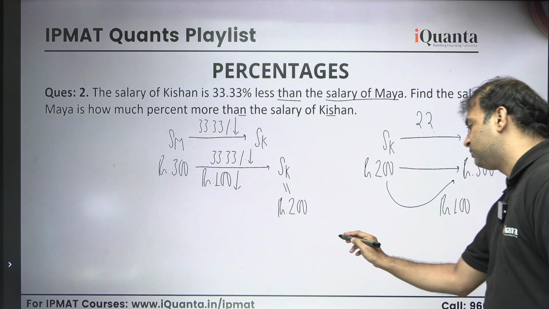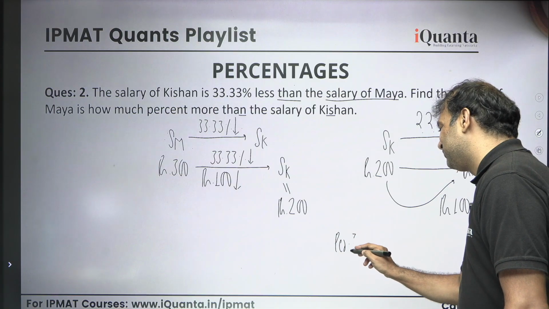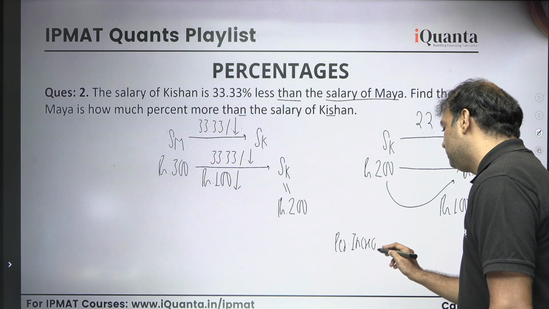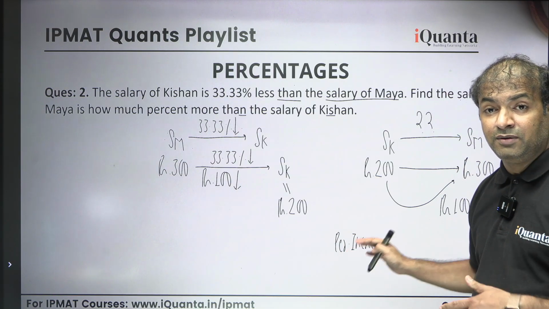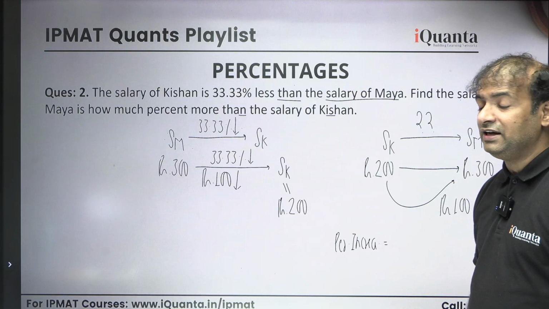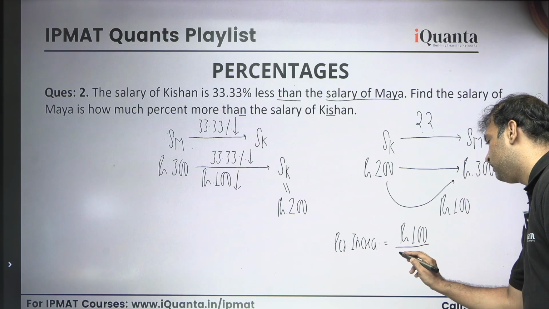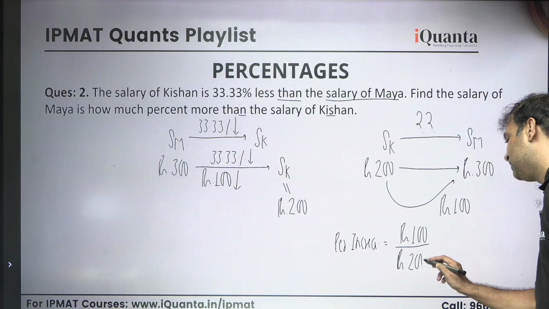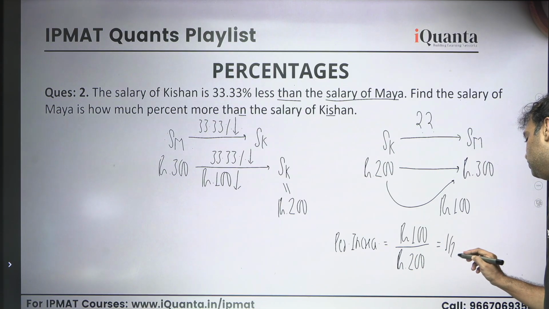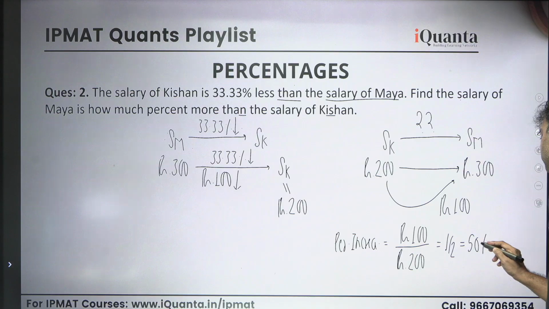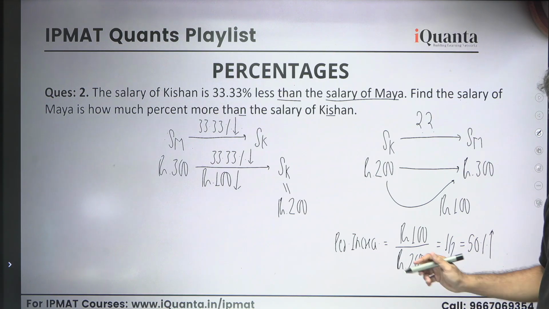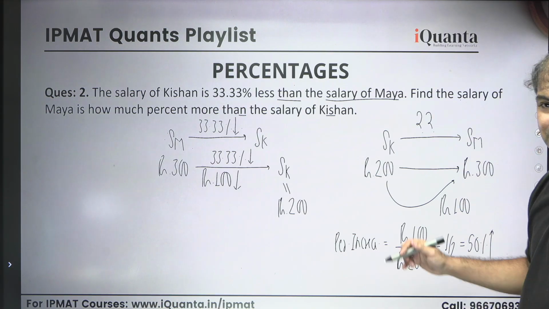Now how do we find the percentage increase? I have told you before in the form of an example. Percentage increase is that the increment is what percentage of the initial value, right? Increment is 100, initial value is 200. So we just have to find out that 100 is what percentage of 200, that we can say is 1 upon 2, and 1 upon 2 we all know is 50%. So this is how we can solve this basic problem on percentage change.